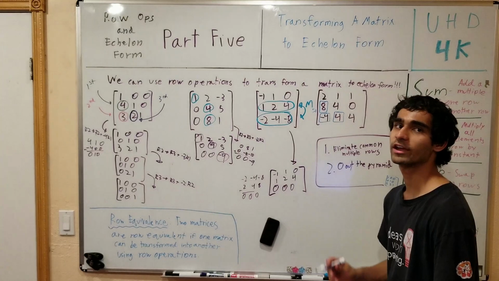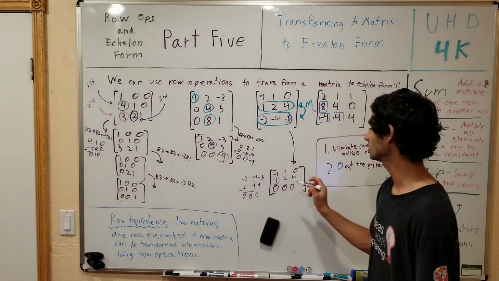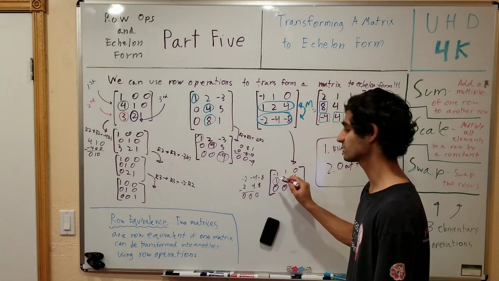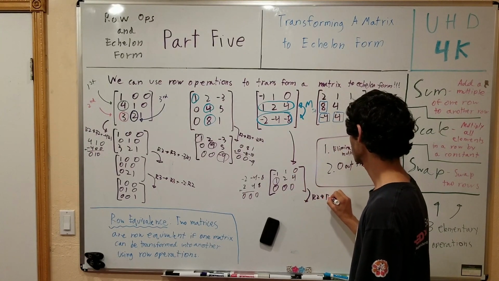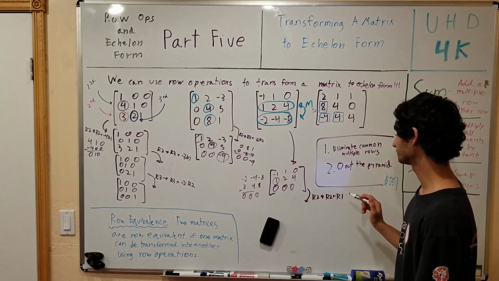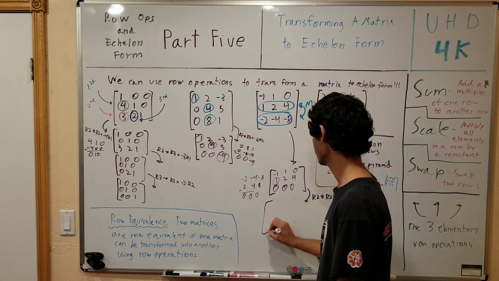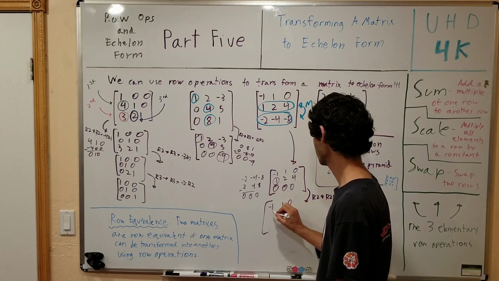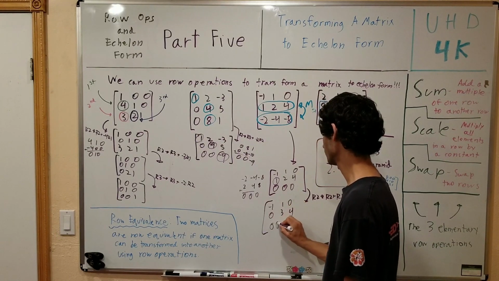And now go ahead and do the pyramid method. First, we want to reduce this element to 0, right? So why not just add the first row to the second row? That should work. So row 2 becomes row 2 plus row 1. We're simply adding the first row to the second row. And when you do that, we end up getting 0, 3, 4, 0, 0, 0.